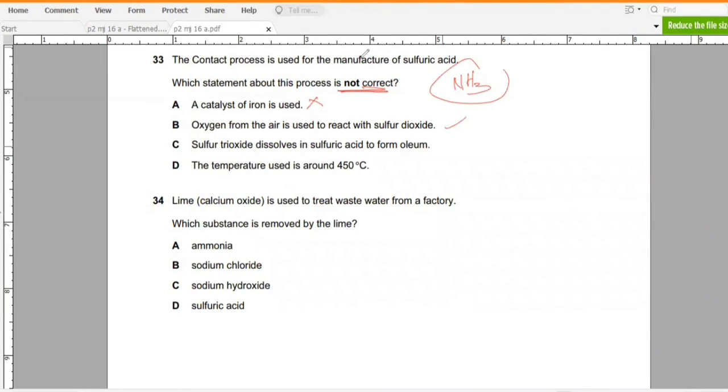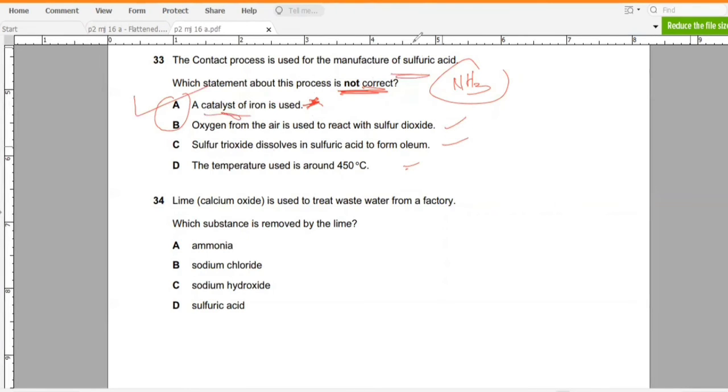So this was the correct statement. Temperature used over 40, this was the correct statement. That means the process is not correct as per this question. Actually, a catalyst of iron is used. Okay, so that means this is the right answer for this question, and the remaining options are actually correct statements. Only this statement is wrong as per the manufacture of sulfuric acid. That means option A is the right answer.